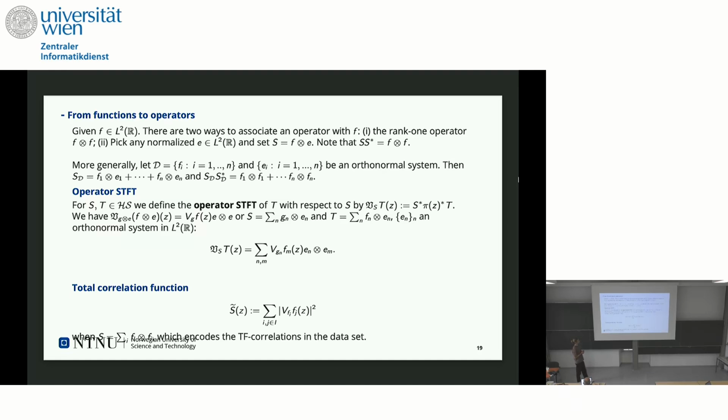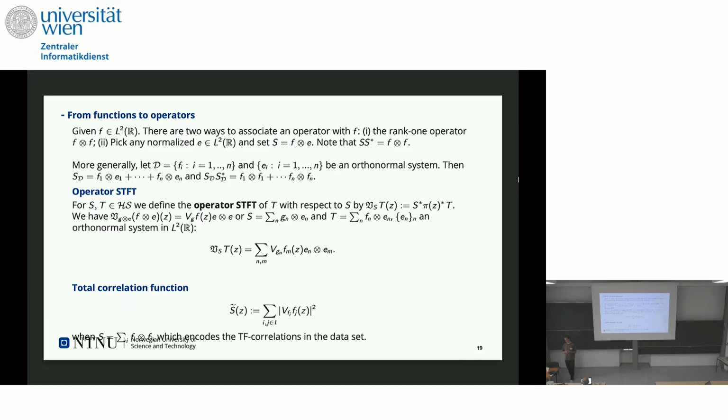Then define the operator STFT in the following way. So given two operators, we'll start with them being Hilbert-Schmidt. Our operator STFT is going to be a function on phase space, operator valued. So for every Z in phase space, we find what turns out to be a trace class operator. The operator STFT is defined S star pi Z star of T. And if we plug in our two different interpretations of an operator, we can see why this might be called the operator STFT.